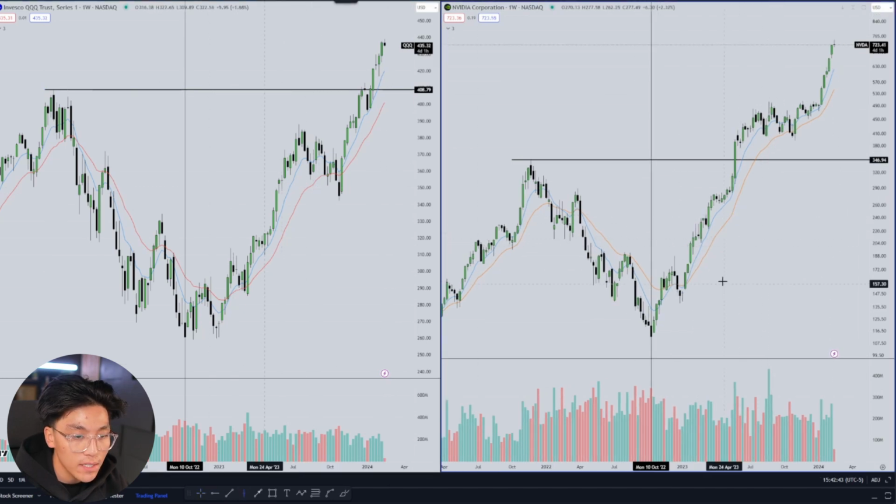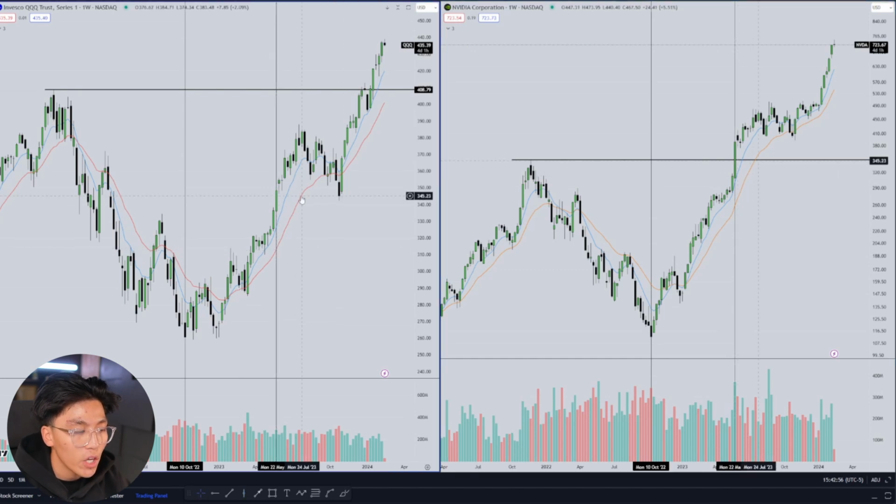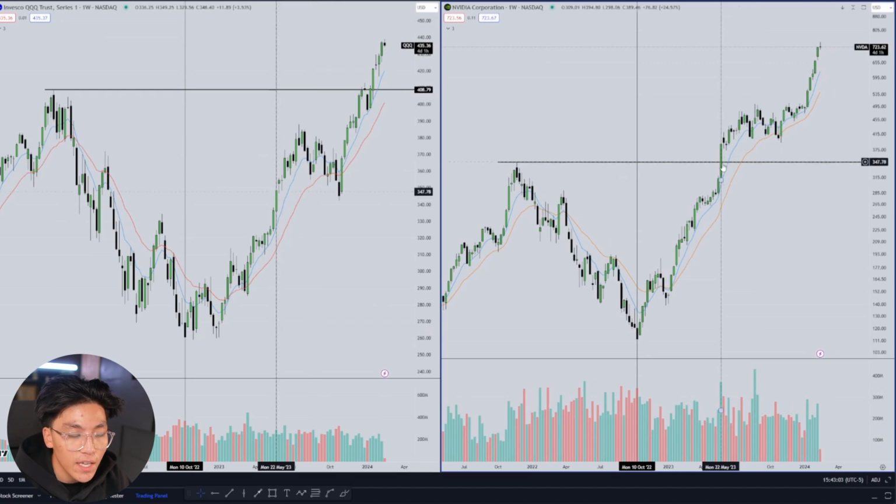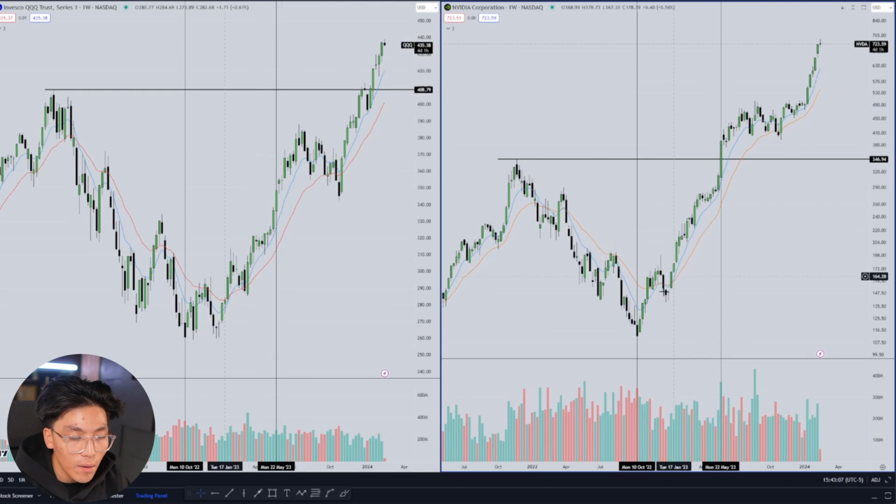So if we mark this out, back in May 2023, this is when NVIDIA made an all-time highs push. If we mark out the exact same time when the Qs were at, you can see that in May 2023, the Qs were all the way down here at 348. It was very far away from the all-time highs level at the exact same time. But you can see that NVIDIA ended up making an all-time highs push way back here. So you can see that this leg up was relatively strong compared to the Qs.